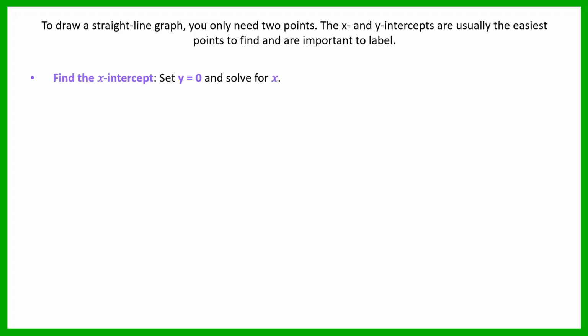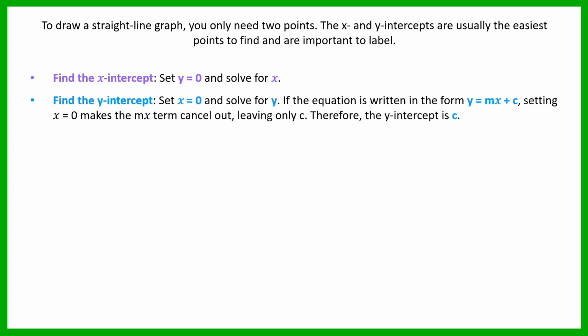So we find the x-intercept by setting y equal to 0 and solving for x. And we find the y-intercept by setting x equal to 0 and solving for y. Now, if the equation is written in the form y equals mx plus c, the standard form, then when we set x equal to 0, it makes the mx term disappear, which means that our y-intercept will just be the c value. So the y-intercept is c. If your equation is written in this form, then the y-intercept will be c.